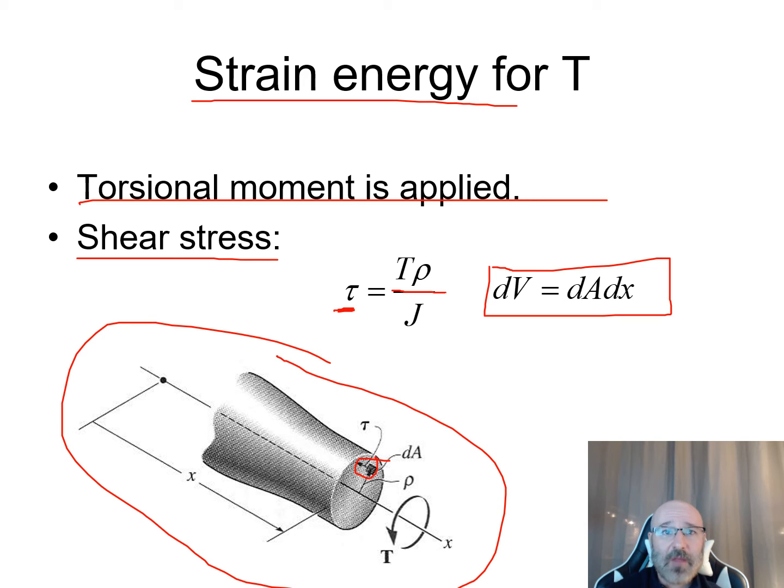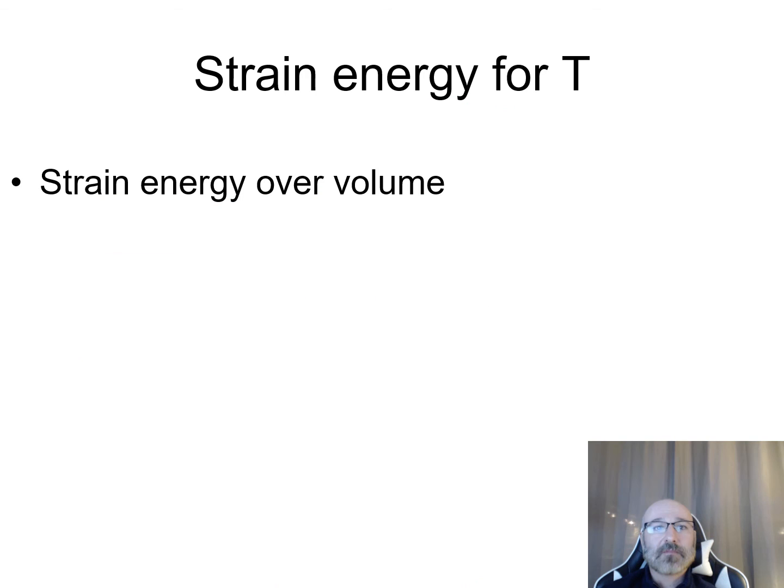There's our differential element right there. There's that distance from our neutral axis. That's our rho value right there. And there's our shear right there. And this is at some distance x along our x-axis right there. And there you can see that external torsional moment being applied there. So now with that information there, we're going to calculate our strain energy for that applied torsion right there.